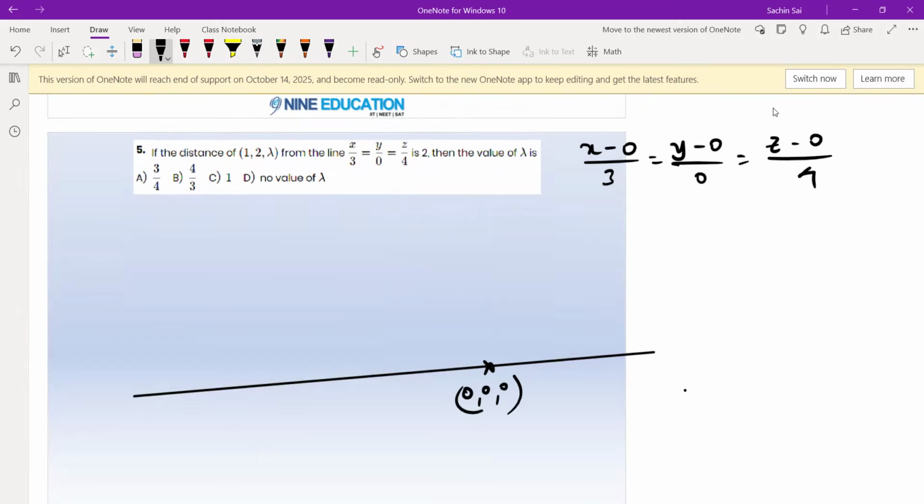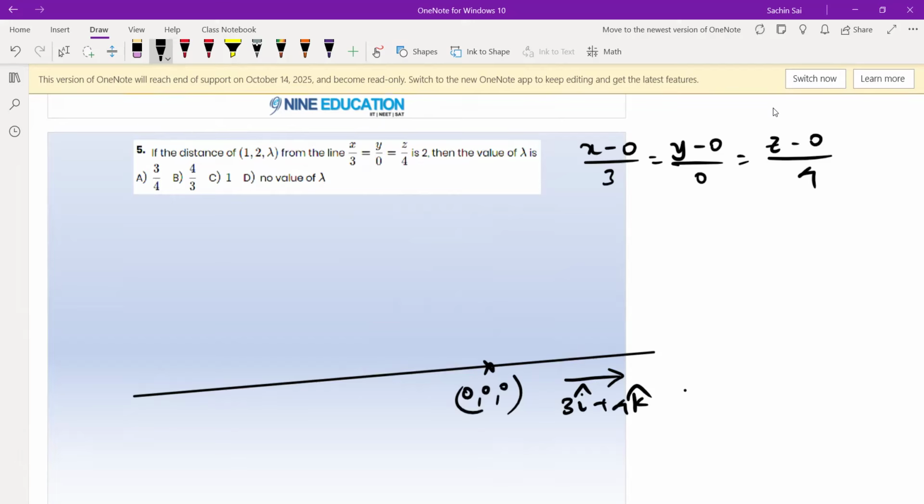So these terms in the numerator help us find out the fixed point on the line, right? And the denominator gives you a vector parallel to the line. So what is a vector parallel to the line? I can say it as 3 i cap plus 4 k cap. There is no y component because this y component is 0.